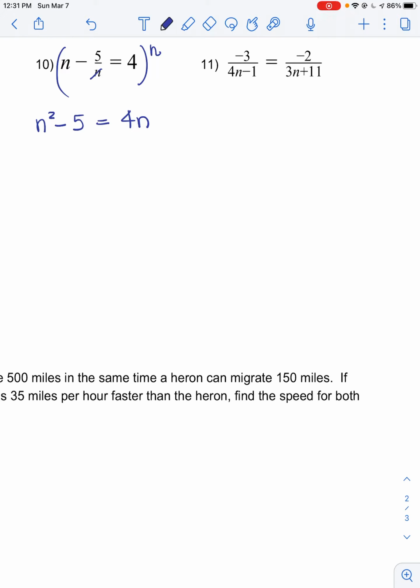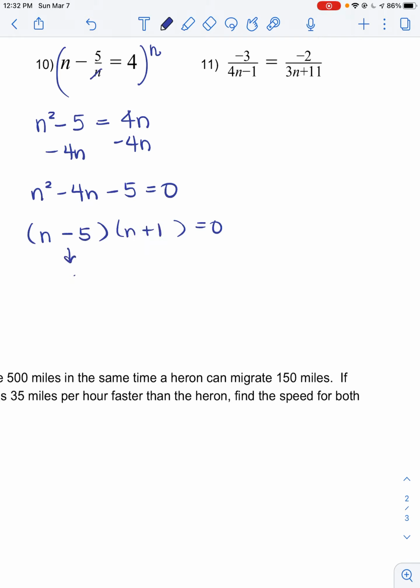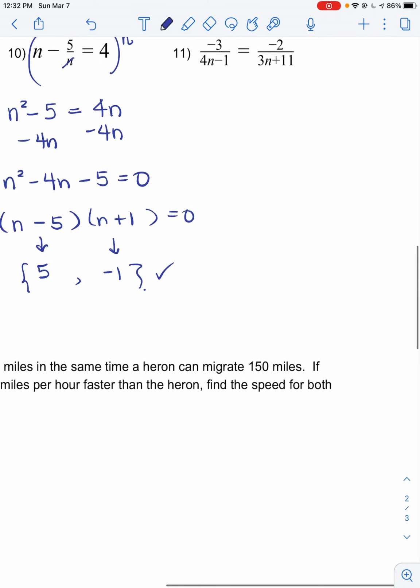So we have learned how to solve quadratics by setting them equal to 0 and then factoring. So here I have n squared minus 4n minus 5 equals 0. When I factor that, I'm going to factor it into (n minus 5)(n plus 1). This gives me two answers of +5 and -1. Again, I should check these answers, but both of them do work. So that's how that particular equation is solved.